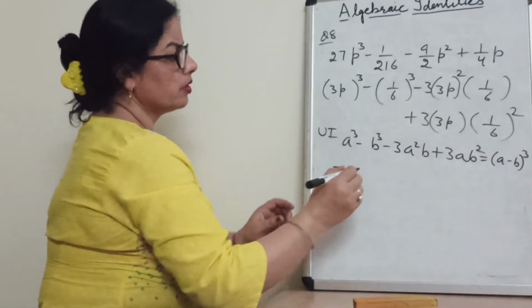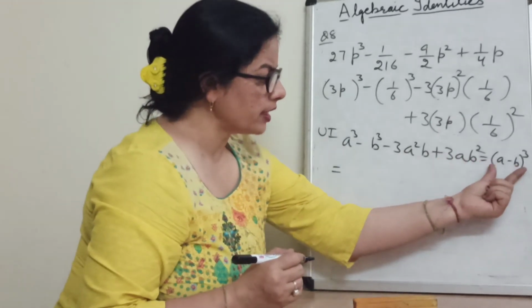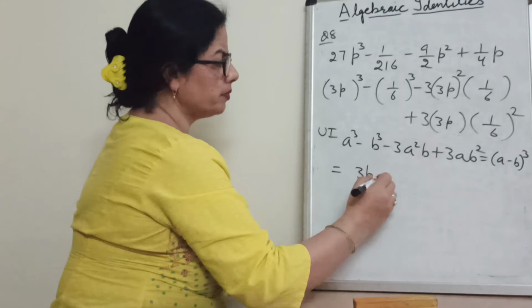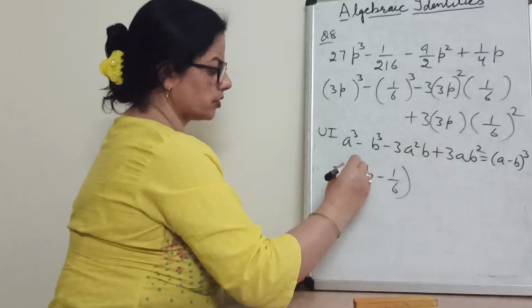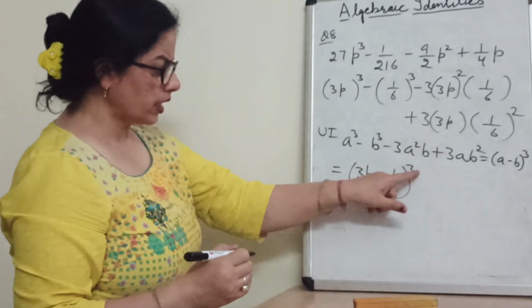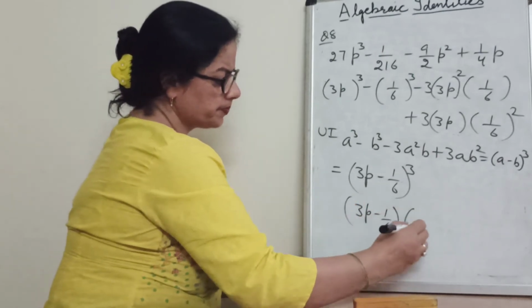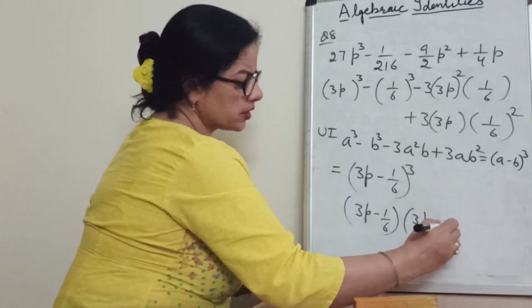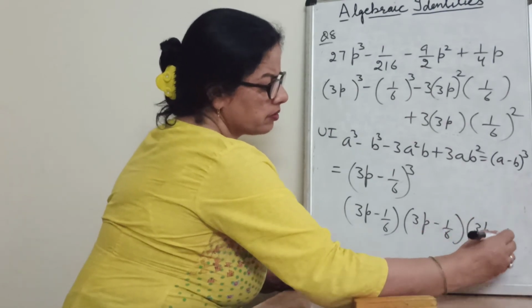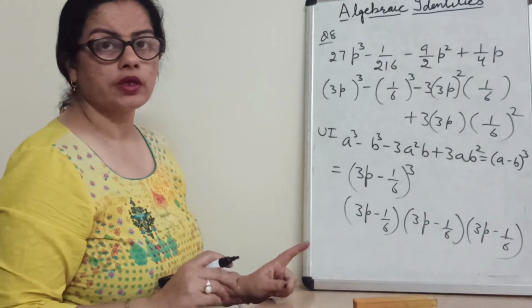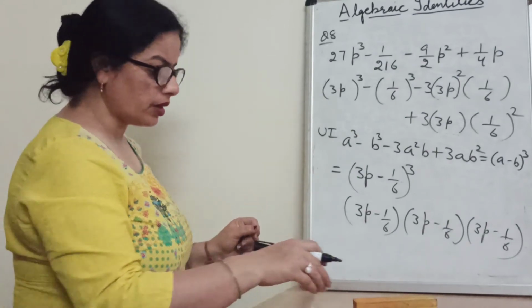So we will also write our answer in this form. A is what here? 3p, and b is what here? 1 by 6. And now we can write the base 3 times. 3p minus 1 by 6, 3p minus 1 by 6, 3p minus 1 by 6. In this way we will do the sum. One more question we are doing now.